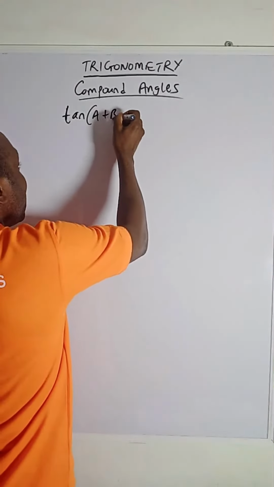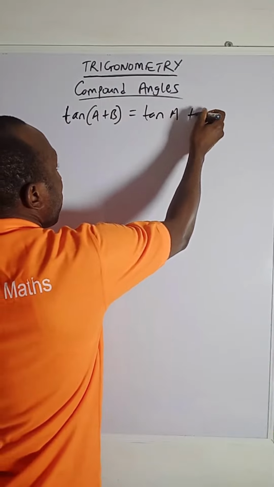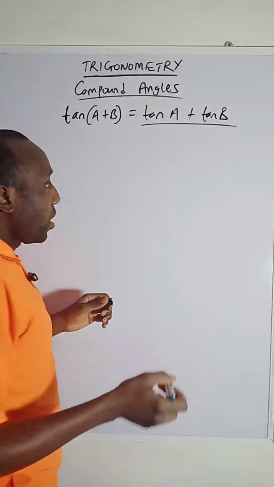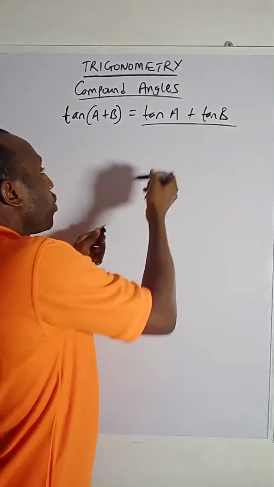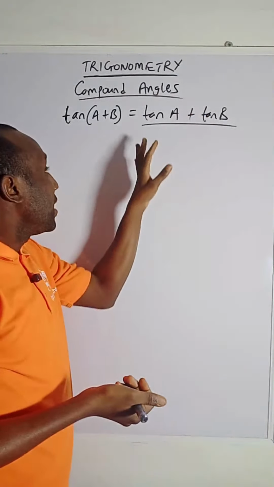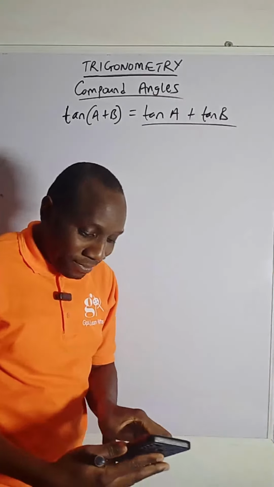So a plus b, this is equal to tan a plus tan b, all divided by what? I don't know if those of you on the live stream were present in the last lesson. I would have said, tell me what should come in the denominator. Maybe if you know it, you can say it in the comments.